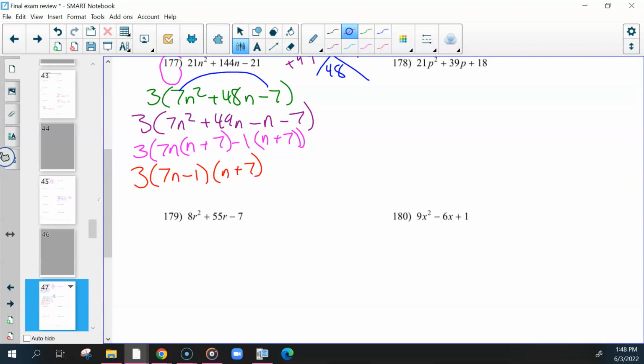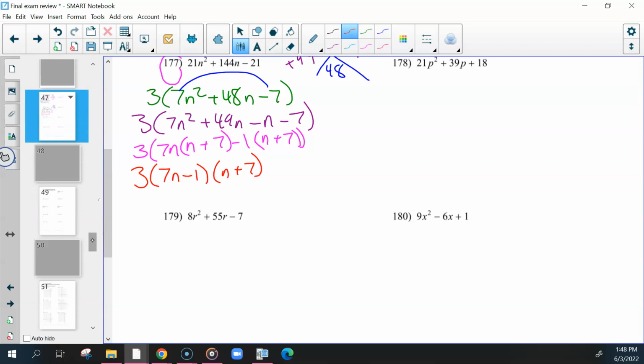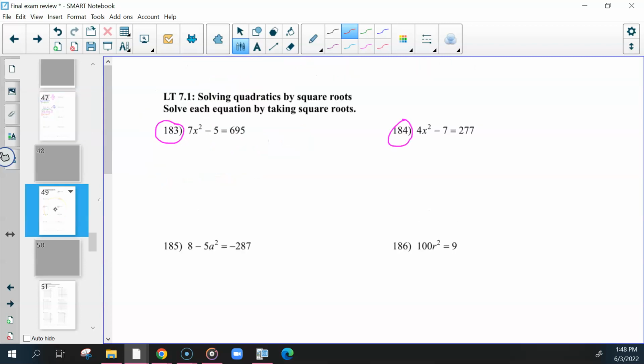Are there any others on this page we want to see or go over? We are now in Unit 7, our quadratic stuff.